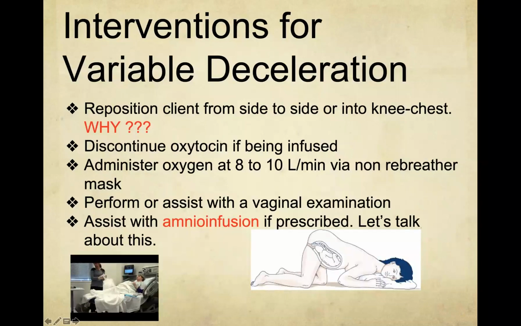Again, there's nobody around. What are you going to do first? Get help. And then reposition, administer oxygen, again, 8 to 10 liters by non-rebreather. Discontinue any oxytocin and be prepared for an emergency C-section.